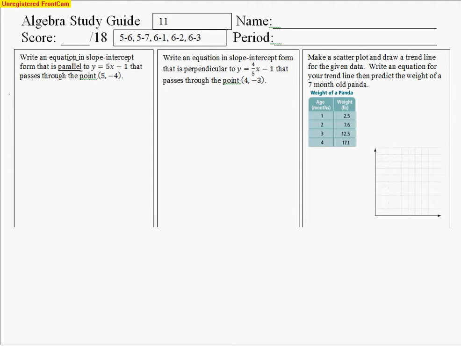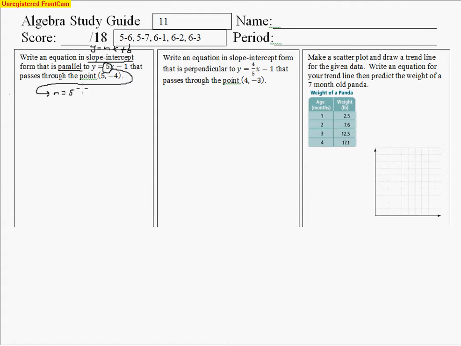So we're trying to write an equation in slope-intercept form. So remember, slope-intercept form is that y equals mx plus b. So we're trying to find the slope and the y-intercept. And we want to write one that is parallel to the line given to us. So the first thing I need to do is I need to know something about parallel lines, and I know they have the same slope. So I'm going to pull the slope from this line right here, 5. And so my slope of the line is 5.